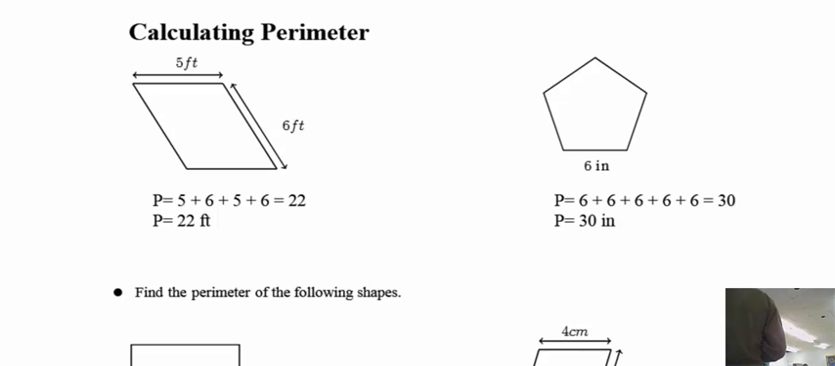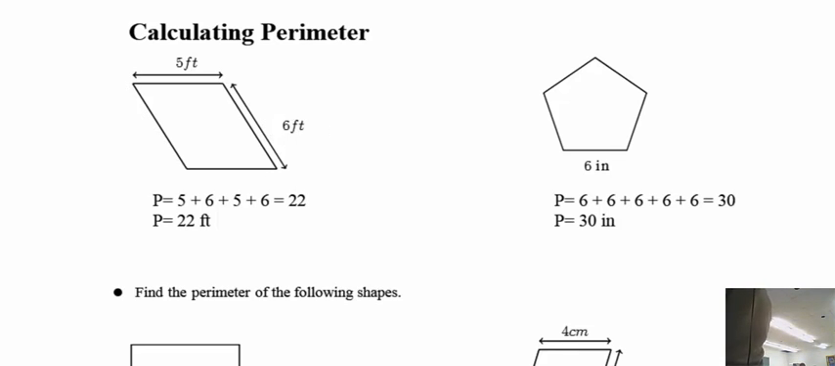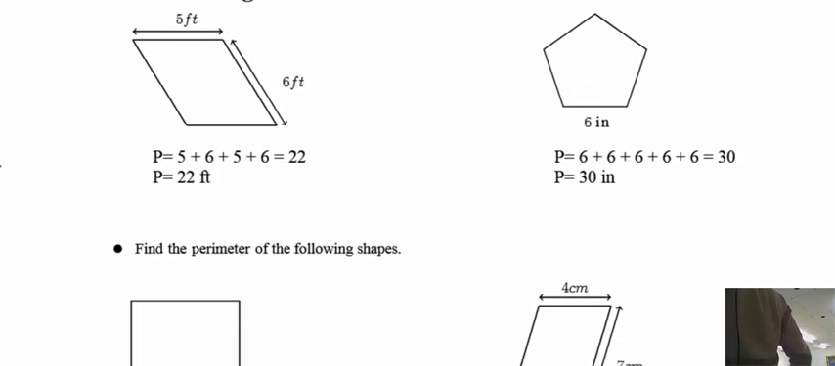Perimeter is the one that's the sides added together, and you should not forget about the unit. So looking at this question, the example is already done.